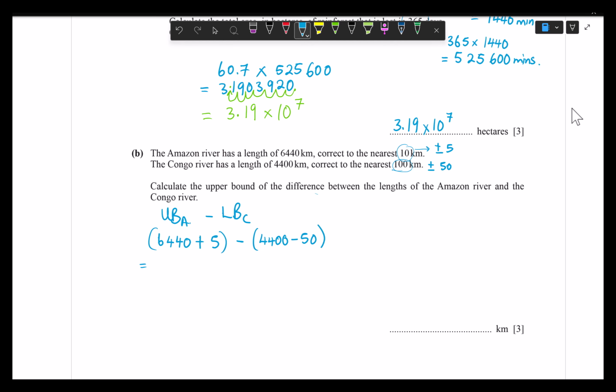Now, adding this, we get 6,445, and subtracting this, we get 4,350. Now, subtracting 6,445 minus 4,350, we get our answer as 2,095, which is our answer, 2,095 kilometers.